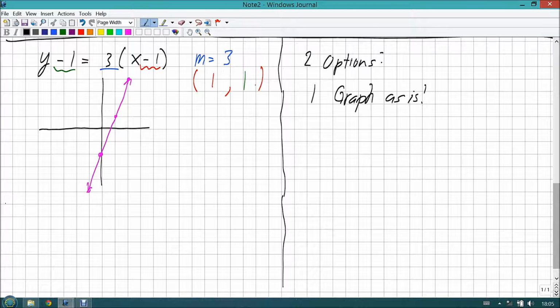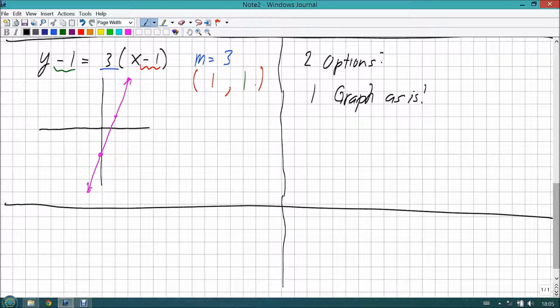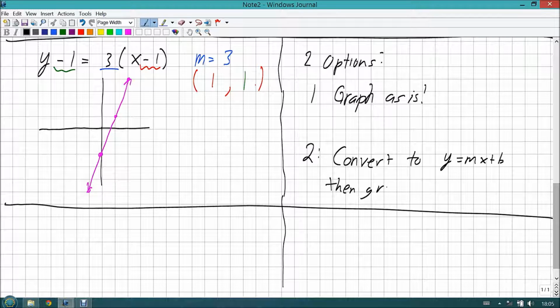Let's try this one using option B. The second option, and this is the one that I know you guys will like and I will hate and detest and abhor, is convert to y equals mx plus b. Then graph. I do not like this method.